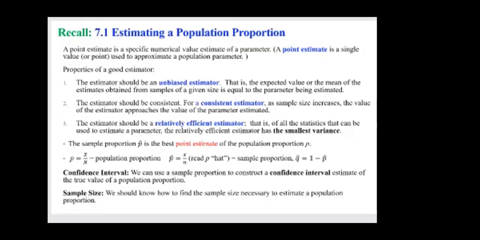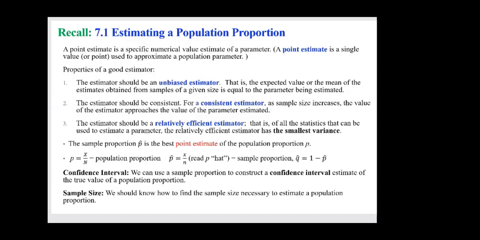When we want to make a confidence interval, we have to start from somewhere. And we start with what we call a point estimate. A point estimate is a single value or point used to approximate a population parameter. As I mentioned, for example, for P proportion, we use P hat, sample proportion.